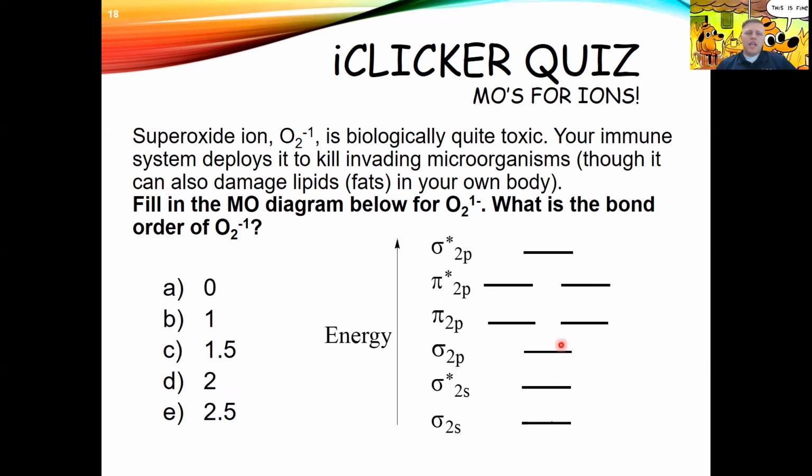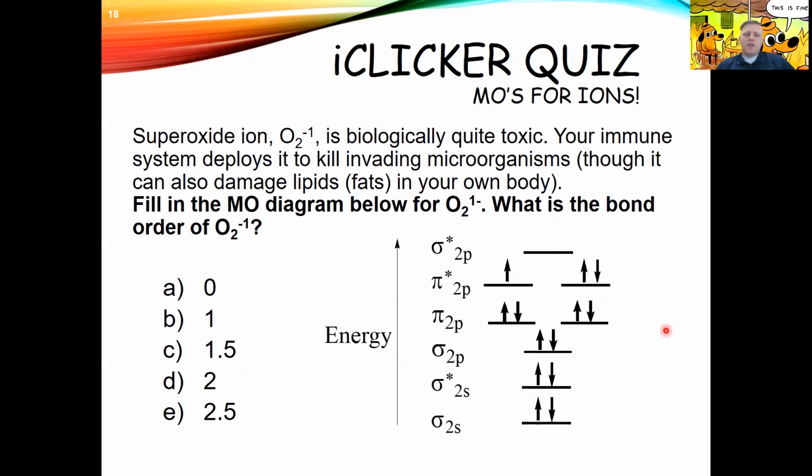All right, so in this case, each of these oxygens is still coming in with 6 valence electrons, which would be 12 electrons total, but we get this extra negative charge, so we get 13 electrons. So if we fill this from bottom to top, we're going to get 1, 2, 3, 4, 5, 6, 7, 8, 9, 10, 11, 12, 13 electrons.